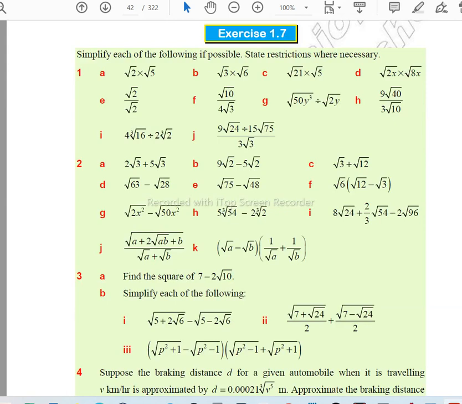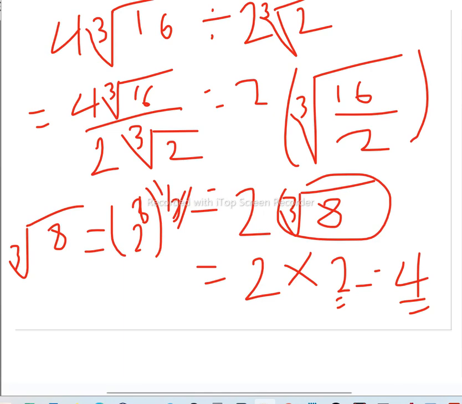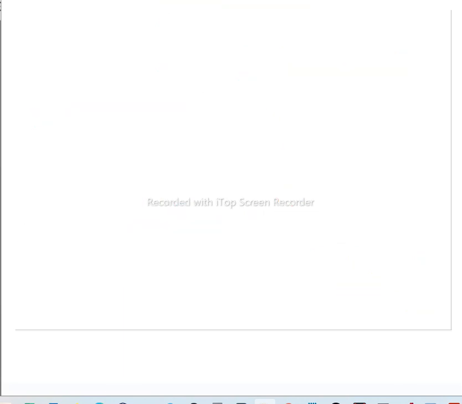Let us do the next question. The next question says 9 square root of 24 divided by 15 square root of 75 over 3 square root of 3. This is the final question for question number 1. So let us write the question first on our whiteboard. First let us clear this. It is a very simple question, but let us do it with simple simplification.